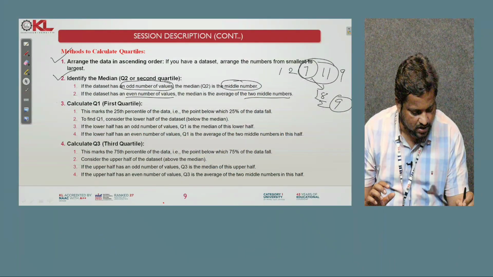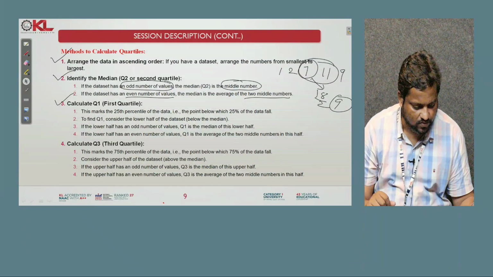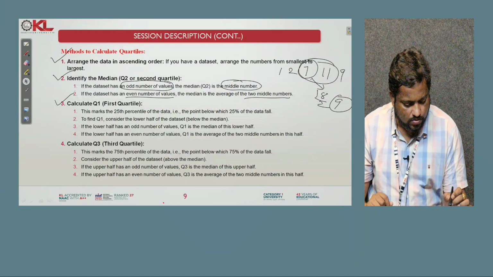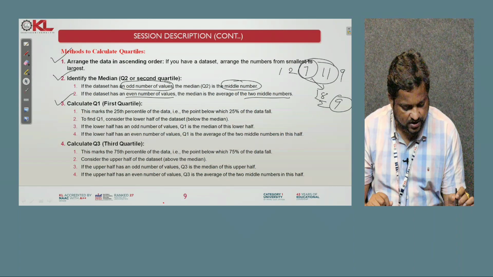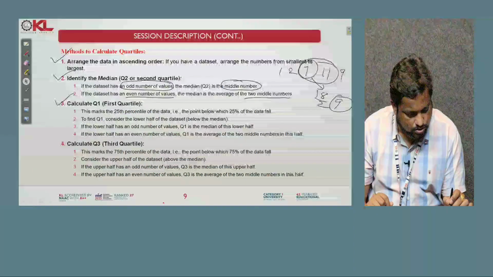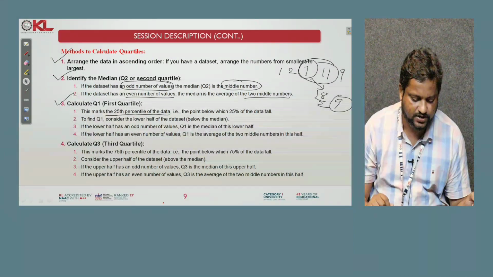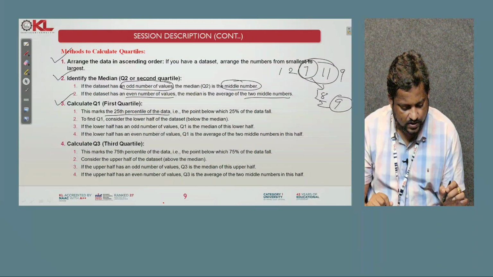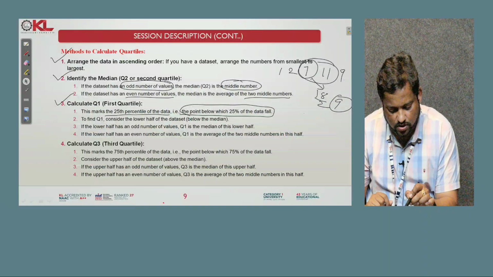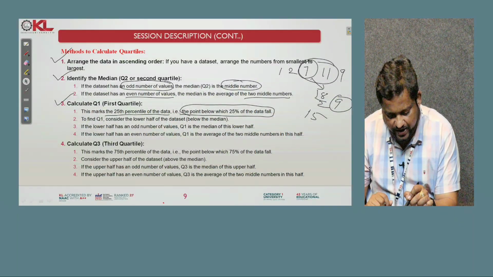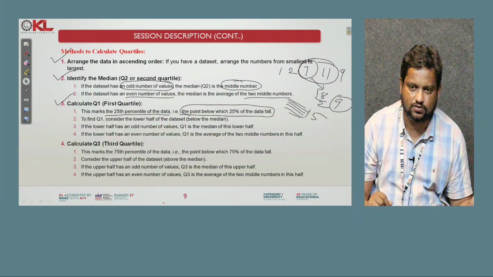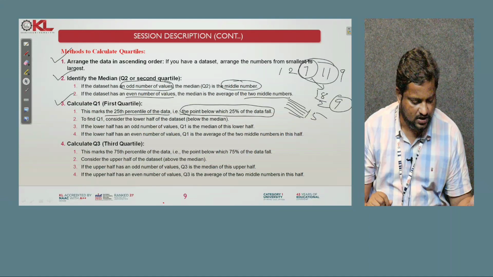Then how to calculate Q1, quartile 1. This particular quartile 1 we need to calculate from the data set. First we point out the 25th percentile of the data. What it means is the point below which 25% of the data is falling. Suppose the quartile value comes to 15; it indicates that 25% of the data falls below this particular value.